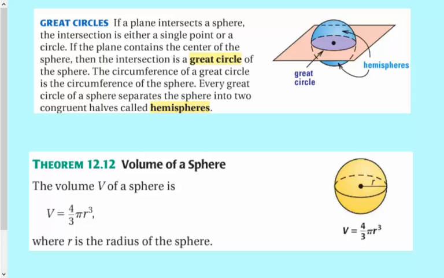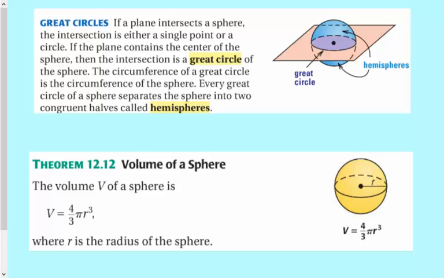This is a great circle. It's basically if you do a cross section and it contains... sorry, I'm just going to read this. If the plane intersects a sphere, the intersection is either a single point or a circle. If the plane contains the center of the sphere, then it's a great circle. The circumference of a great circle is the circumference of a sphere. Every great circle splits it into 2 hemispheres.